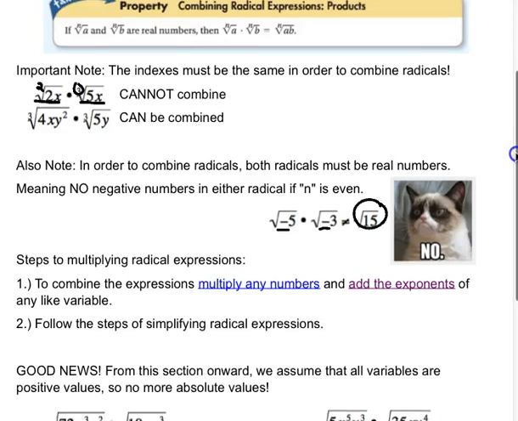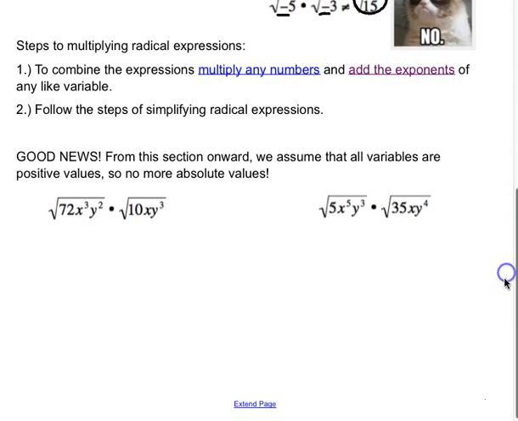So what do we do? First of all, you want to simplify, okay? You need to combine the expressions. So what I say is multiply the outsides and then multiply the insides. That's kind of my general rule, okay? And when I say multiply, what I mean is the numbers have to multiply together, okay? And then for any variables, remember you add exponents.